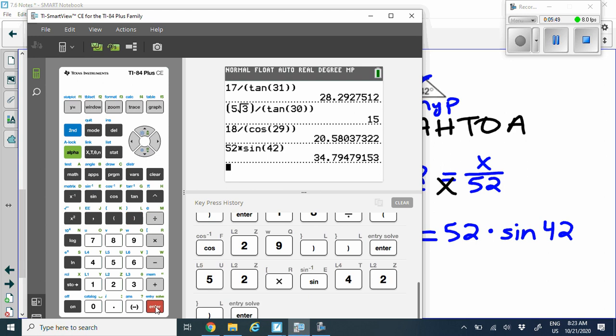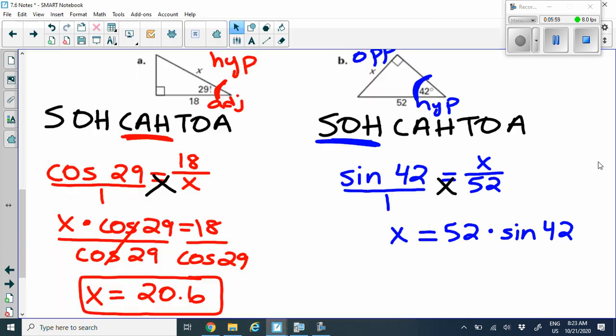Okay, press enter, and we get 34 point. Okay, we have 7, but notice the number after it. It's a 9, so we need to round up. That's going to be an 8. So we have 34.8. So that's going to be our answer for example 2B.